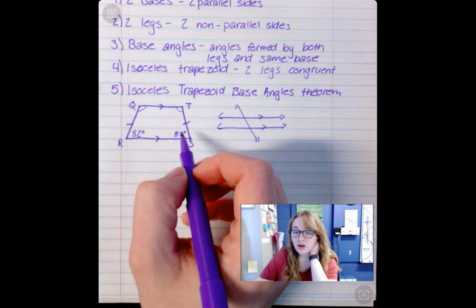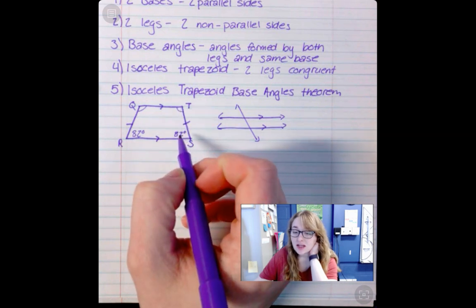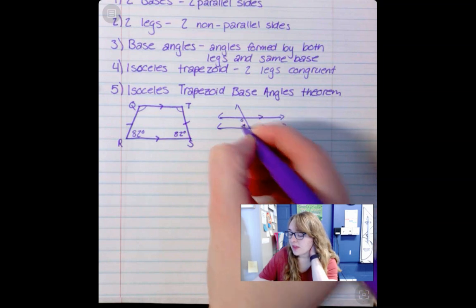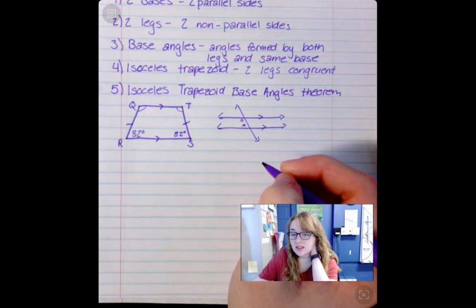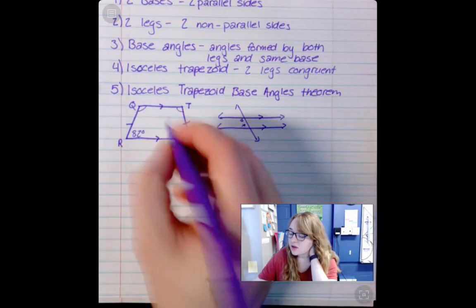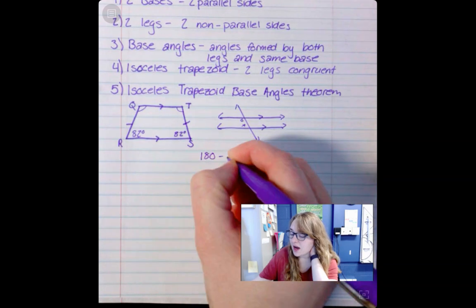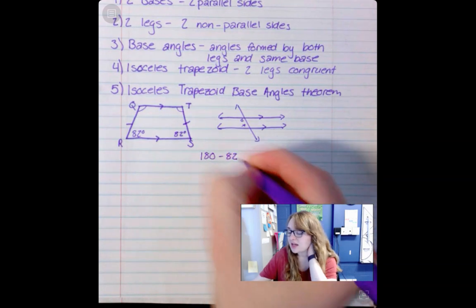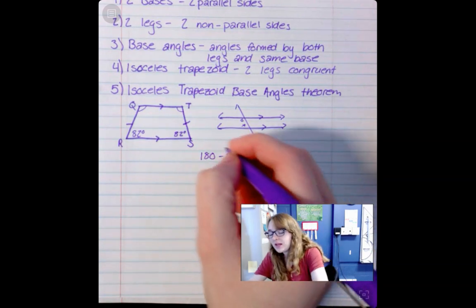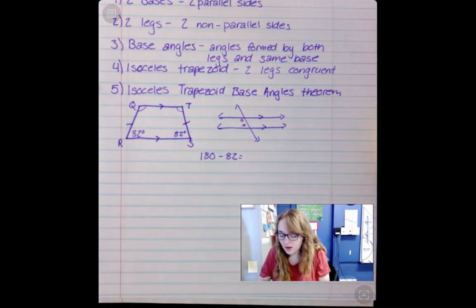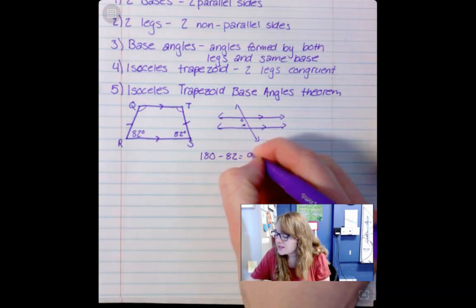Okay, which would make angle T and angle S consecutive interior angles. So if you remember from way back then, consecutive interior angles are supplementary, or they add to 180. So to find angle T, we would simply take 180 and subtract what we know, which is angle S at 82 degrees. And we would get, I'm going to check my math just to be sure here, 98. That's what I thought.